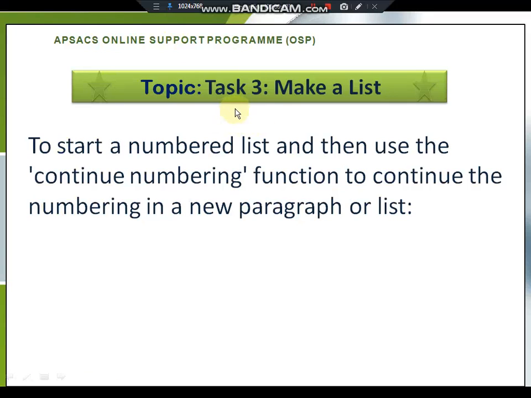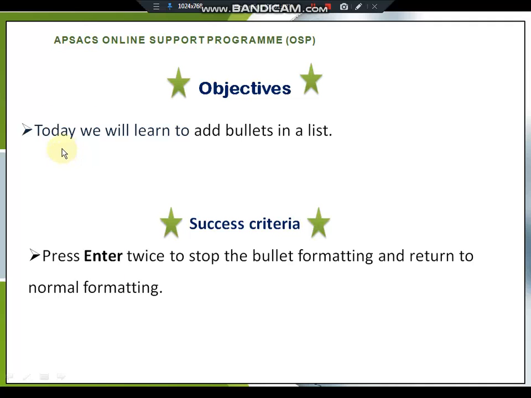Today's topic is task 3, make a list. To start a numbered list and then use the continuing number function to continue the number in a new paragraph or list. Basically, we are starting a new task, which is task 3, make a list. So we will learn in this task about adding bullets to our list. Objective for our task: today we will learn to add bullets in a list. And the success criteria: press enter twice to stop the bullet formatting and return to normal formatting.